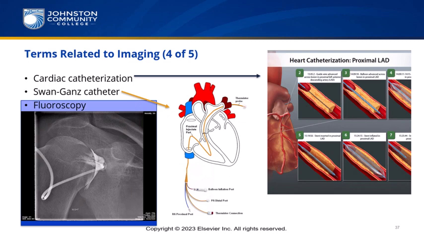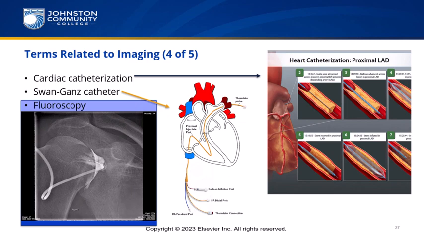A Swan-Ganz catheter is a long, thin cardiac catheter with a tiny balloon at the tip and is fed through the femoral artery near the groin and extended up to the left ventricle. This instrument is used to determine left ventricular function by measuring pulmonary capillary wedge pressure.